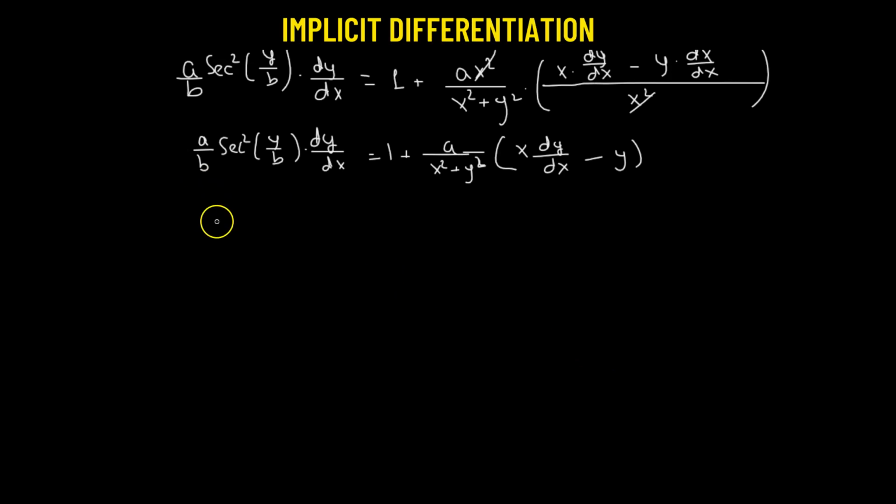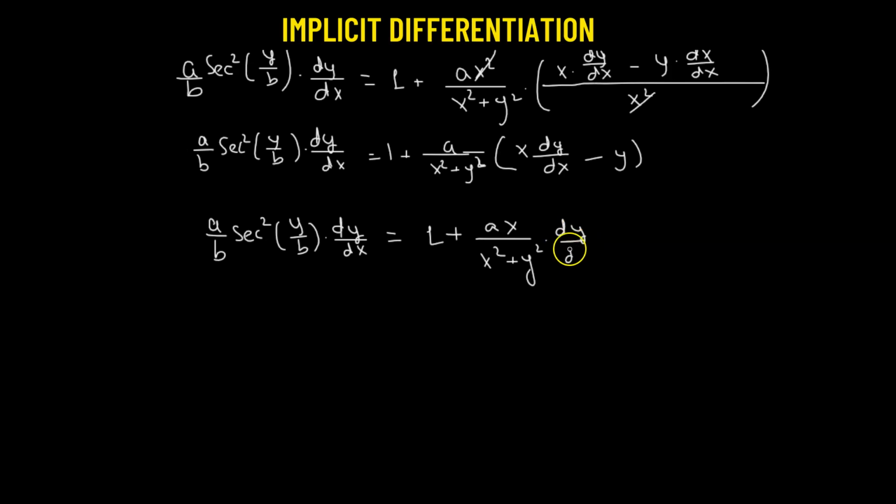So let's further simplify it. We have a over b times secant squared y over b times the derivative of y with respect to x, which will equal 1 plus. We're going to multiply a over x squared plus y squared with each of the terms within the parentheses. So we have a times x divided by x squared plus y squared, multiplied to the derivative of y with respect to x, minus a times y divided by x squared plus y squared. Now we'll transpose the second term from the right hand side to the left hand side and combine it with the term on the left hand side.